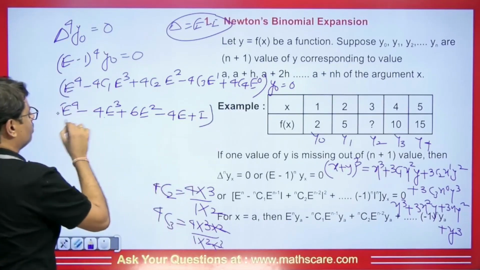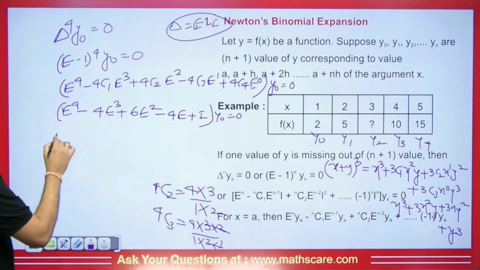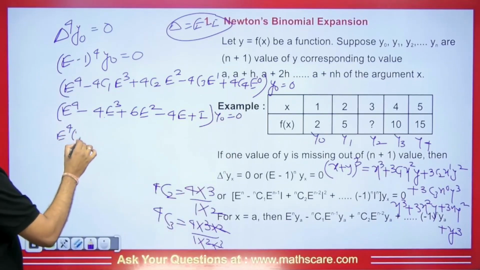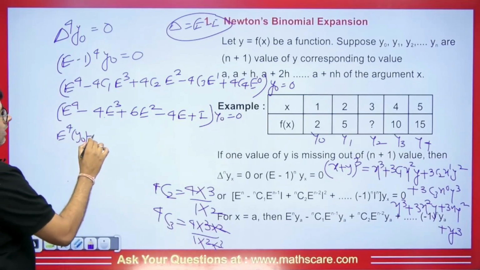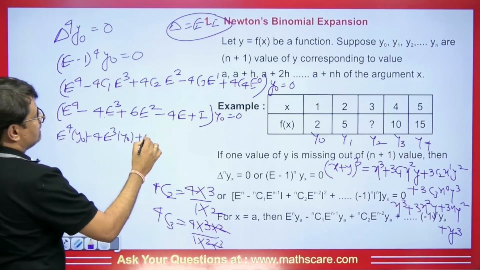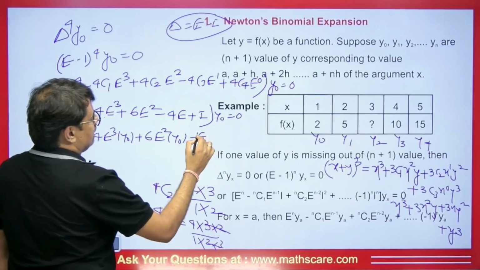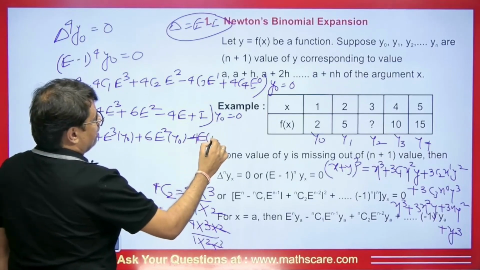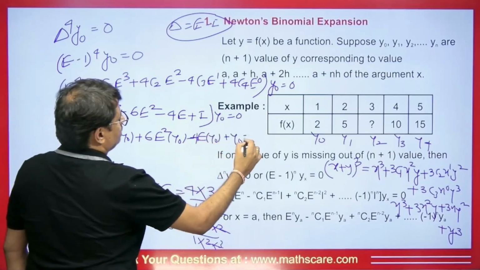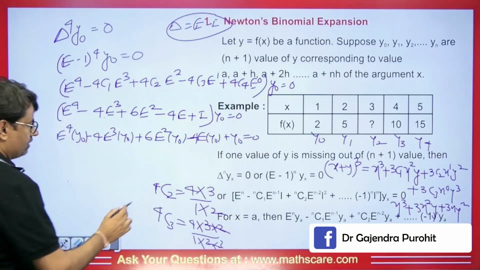And for y0, what should we do here? We will multiply. Now this y0 we will take inside, so it will be E^4 y0 minus 4E^3 y0 plus 6E^2 y0 minus 4E y0 plus y0 is equal to 0, right? Getting it, students? So what will we get here? The value of this will come, right?